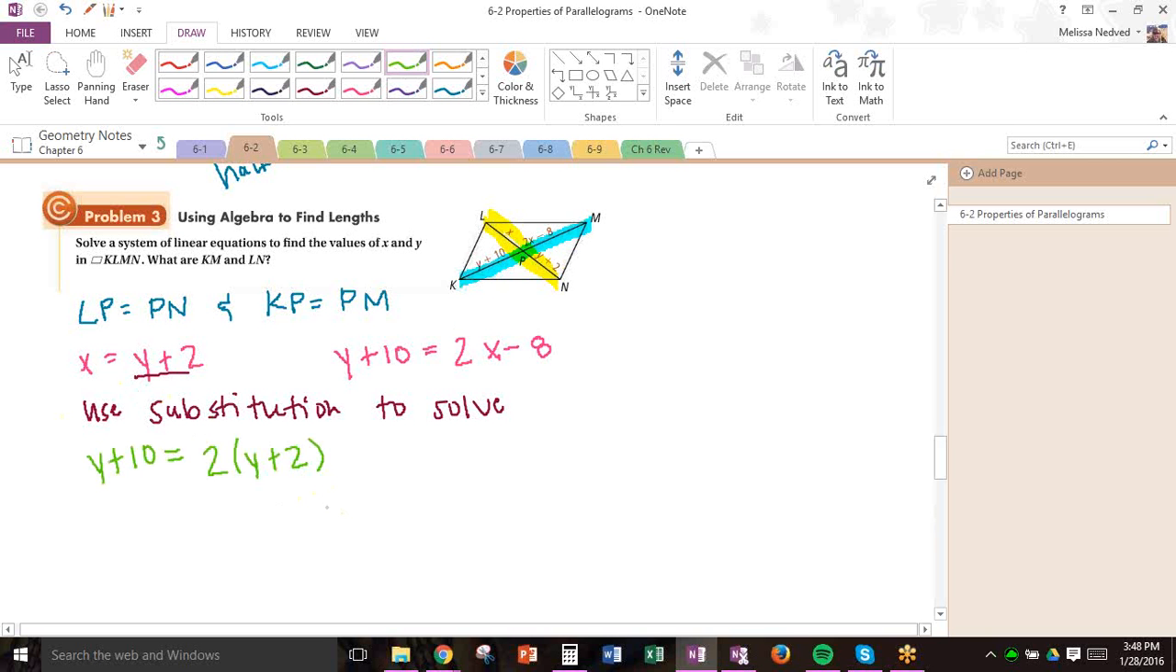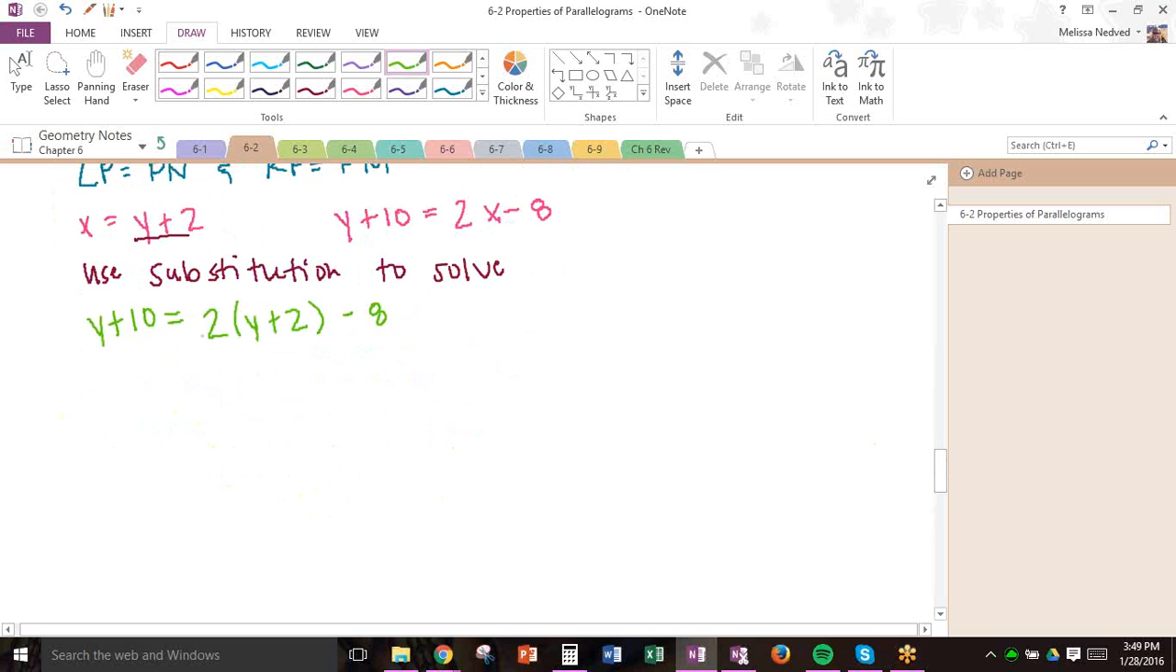If you leave out the parentheses, you're going to forget to distribute that 2 to everything in that equation. So make sure we leave that as a distribution problem. Now I'm just going to start simplifying so I can get to a point where I'm comfortable. I'm going to leave the left side as y plus 10, and on the right I'm going to distribute the 2. So I get 2y plus 4, and then I've still got that minus 8. Again, I'm going to leave the left side and combine like terms on the right. So I have 2y, and then 4 minus 8 gives me a negative 4.